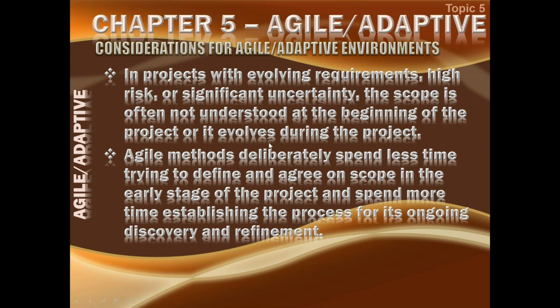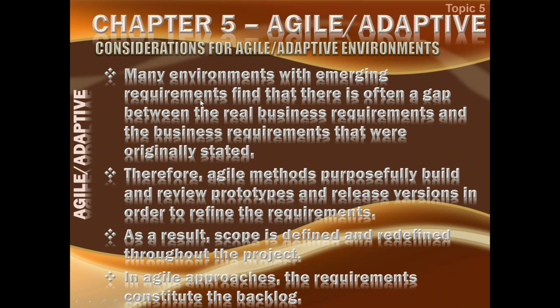what we can do. Agile methods deliberately spend less time trying to define and agree on scope in the early stages of the project and spend more time establishing the process for its ongoing discovery and refinement. So, a mechanism is present for continuously establishing the scope for the future and working simultaneously on small iterations to produce results.